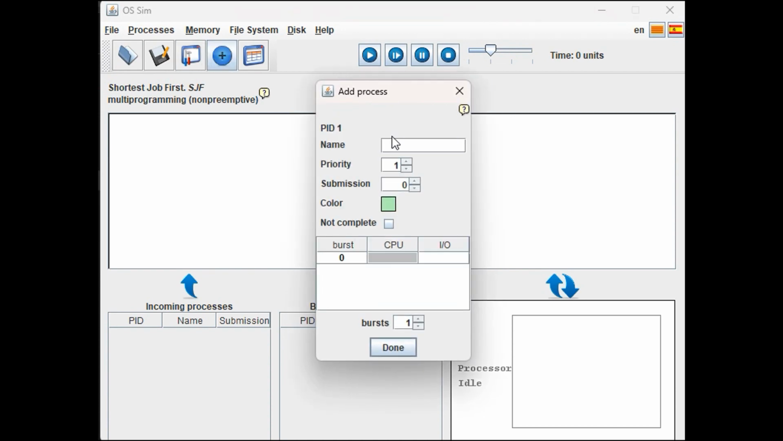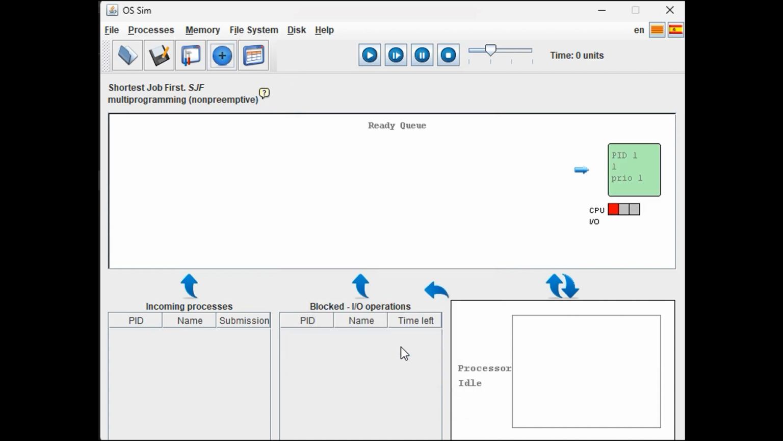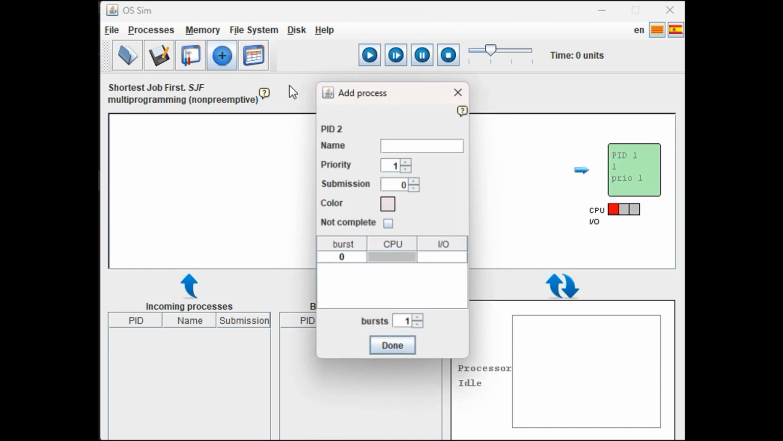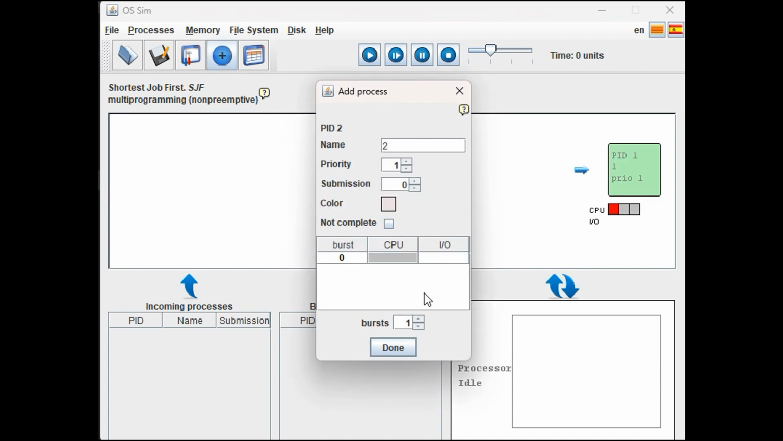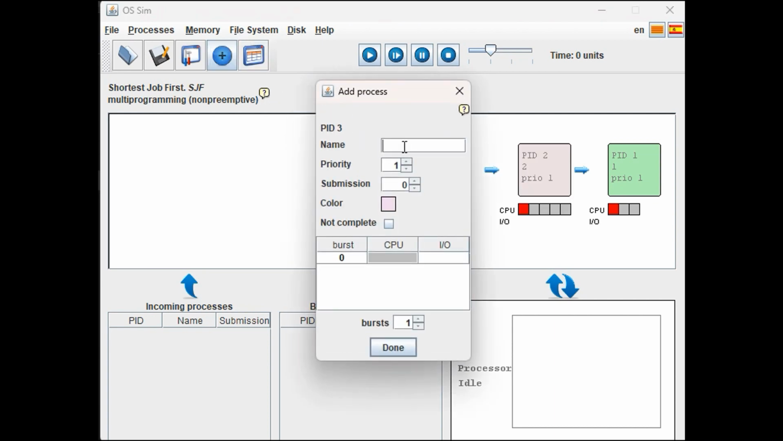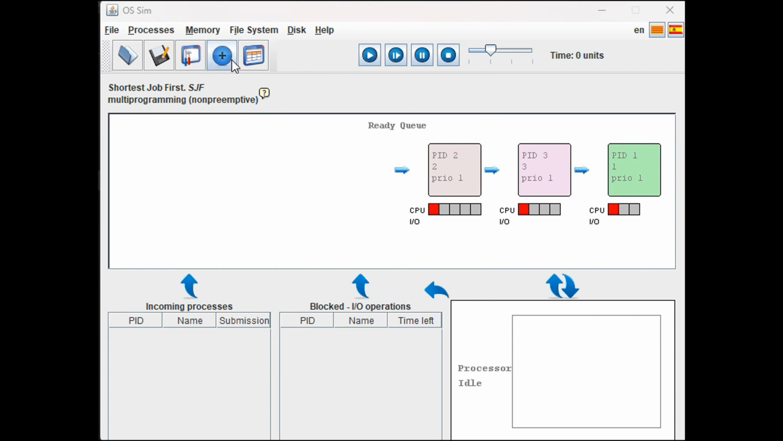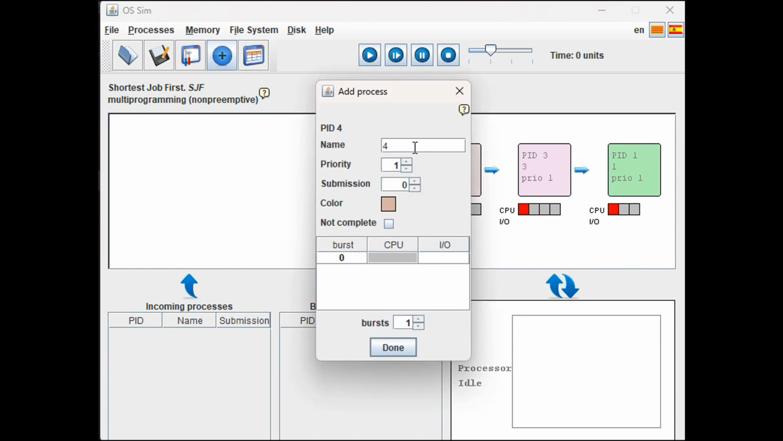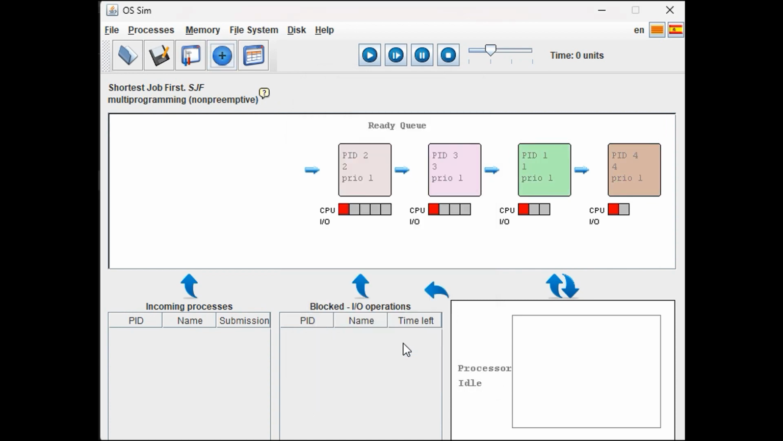SJF CPU scheduling algorithm. The SJF full form is shortest job first. The SJF CPU scheduling algorithm is a non-preemptive or preemptive scheduling algorithm that selects the process with the shortest burst time to execute. The burst time is the amount of time a process requires to complete its CPU execution.